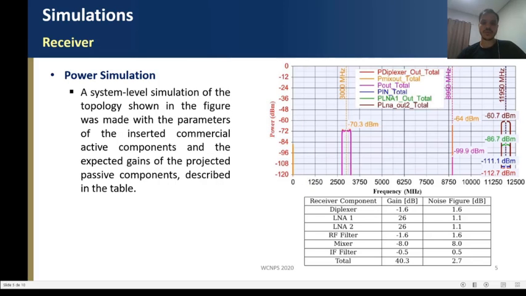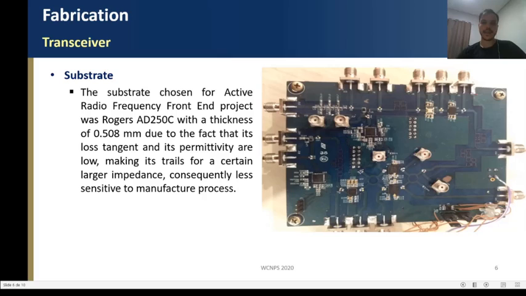A system-level simulation of the receiver topology was made with the parameters of the inserted commercial active components and the expected gains of the project passive components, described in the table. The printed circuit board was fabricated in Lauken. In this PCB, there was a transceiver composed of a transmitter and a receiver designed in this article.